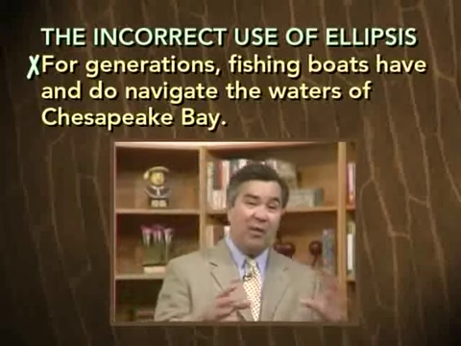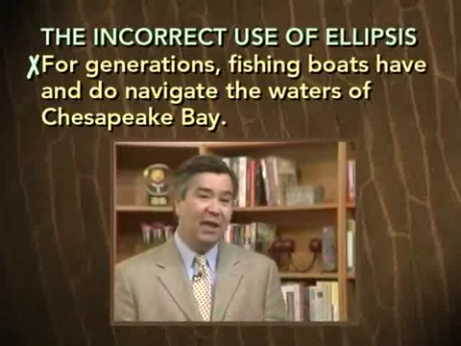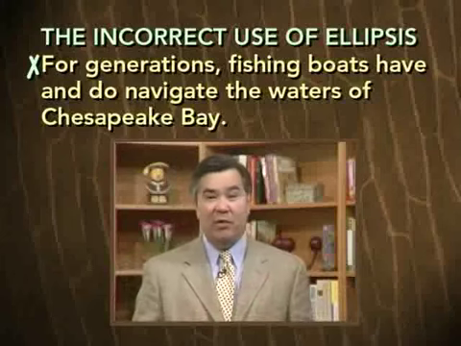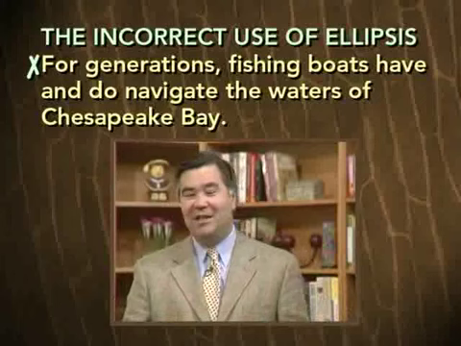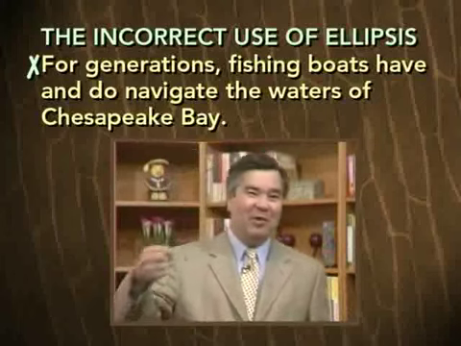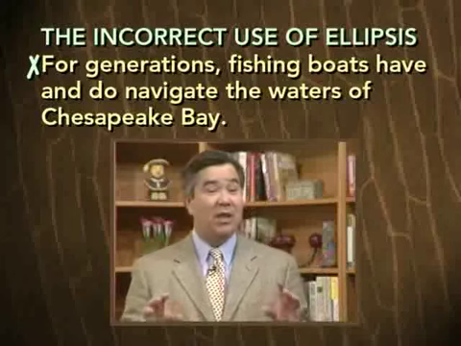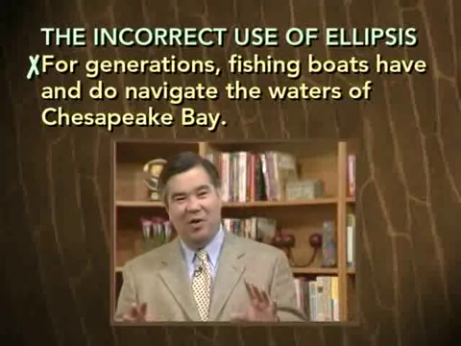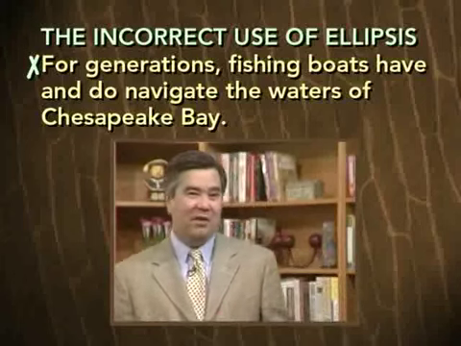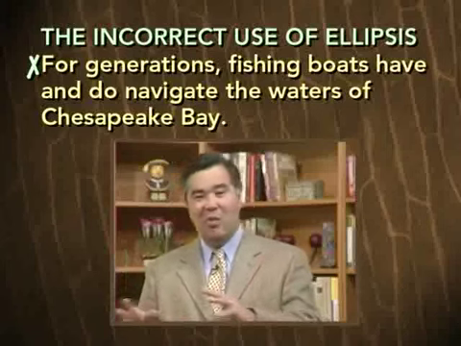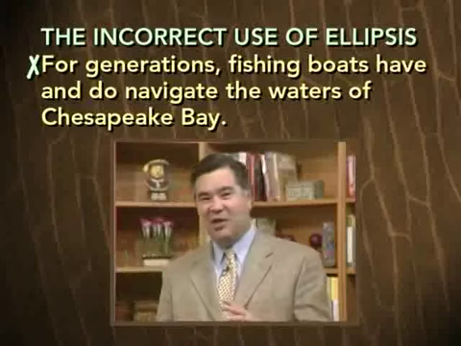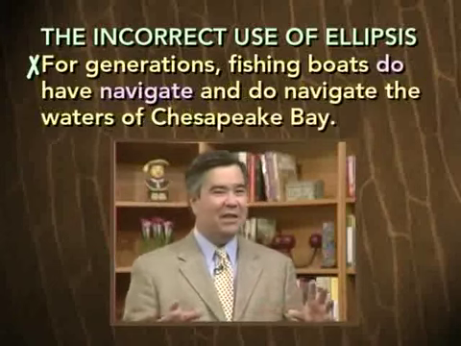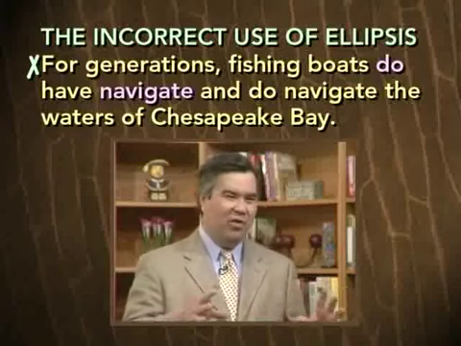And they could have been written out in parallel structure clauses. Instead, however, the author is trying to use ellipsis to make the sentence shorter by leaving out the repeated words. However, does he pass the test of correct ellipsis? To test that, we have to plug in the same words that have been omitted and make sure that the sentence makes sense. Now, in the second clause here, we're told fishing boats do navigate the waters of Chesapeake Bay. That's the complete clause. When we try to insert the same words into the first half, suddenly the sentence doesn't really work. For generations, fishing boats have navigate or do have navigate.